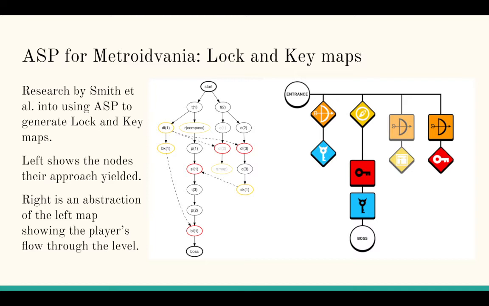And then this map on the right is the abstraction of this map showing the hierarchy. So in the boss keys notation, you have diamonds, and diamonds are keys, squares are gates, and this is the same notation that I use in my graphs that you will see. And it also shows it hierarchically.